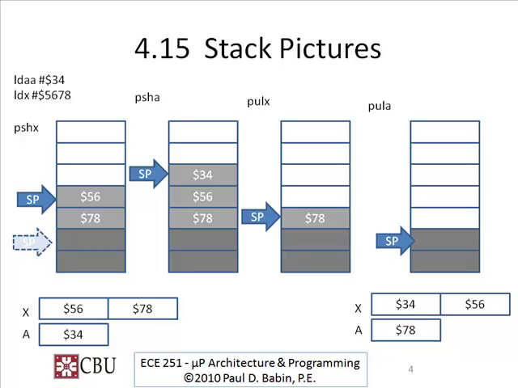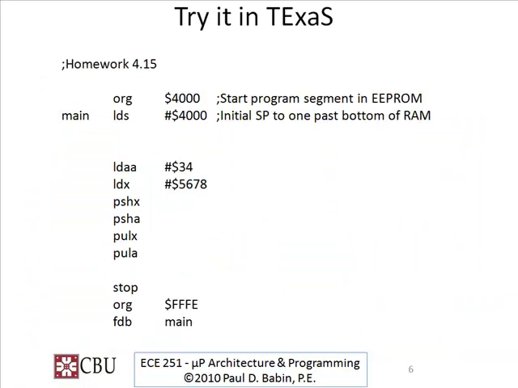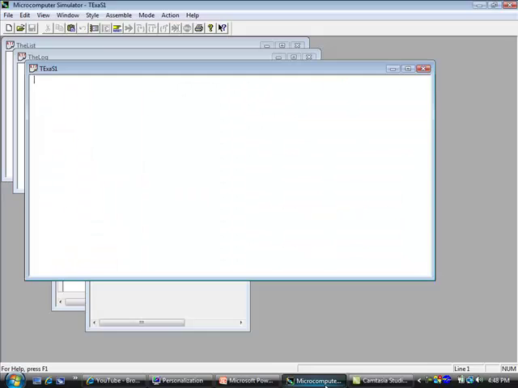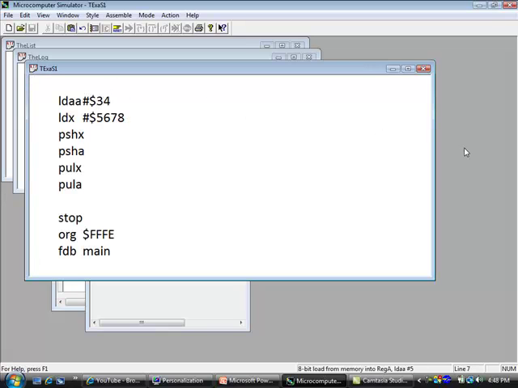Looks like it might have been an accident, but that's what the result would be. But if we're not sure, let's try it in TExaS. So what will we need to do in order to try this in TExaS? Well, we've got those 6 operations, and we just need an org statement and a main and then a reset vector to try this out in TExaS. So let's do that. Let's copy this code segment and go into TExaS and paste it in there, and let's see if this is going to work for us.